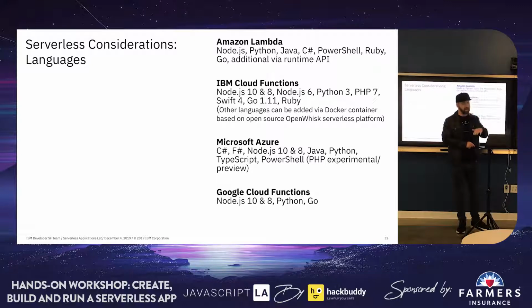So I think OpenWhisk on its own allows you to do Java, but I've actually done a presentation for a Java user group where it was really easy to get everybody up and running and deploying a Java application into a container and running a cloud function. Azure has C#, F#, Node 10 and 8, which is becoming a pattern. Java, Python, TypeScript, PowerShell. PHP, for some reason, is an experimental preview or something. I don't know why. It's been around forever. And then Google Cloud Functions has Node 10 and 8, again, Python and Go.